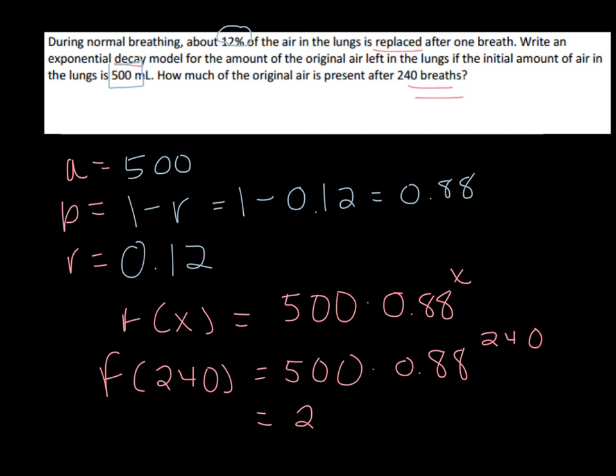My calculator is giving me 2.37 times 10 to the negative 11th power. That is such a tiny amount. The negative 11 means that there are 10 zeros in front of that 2. 0.00000, 10 zeros, 237 of the original air. So not very much is left.